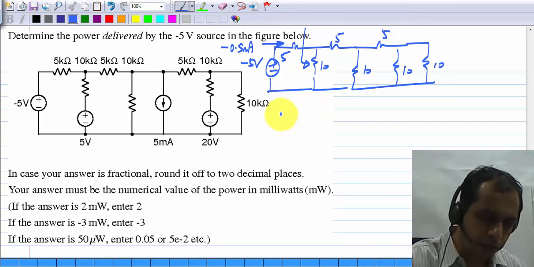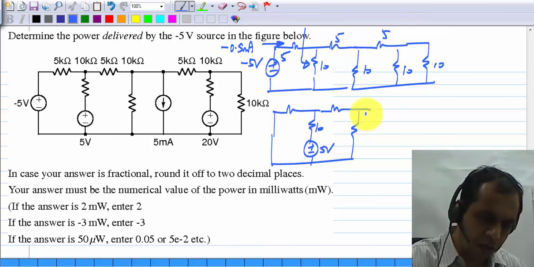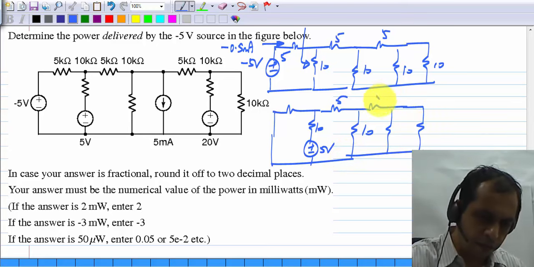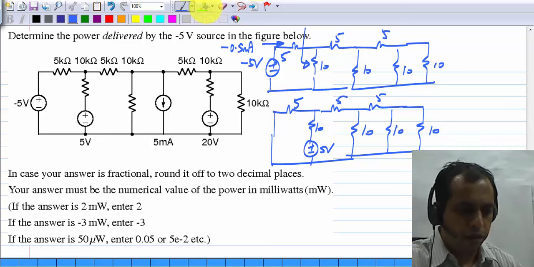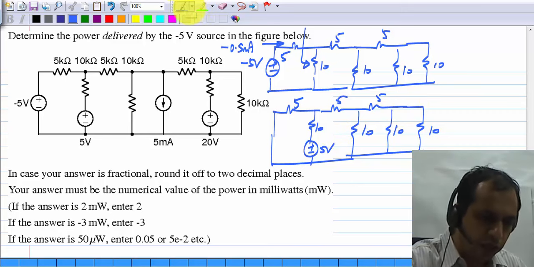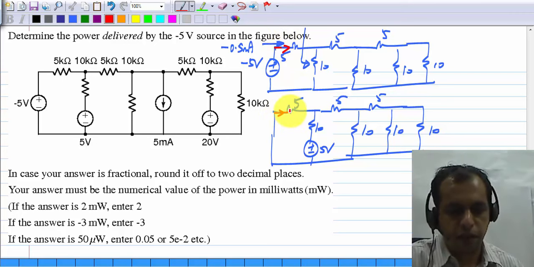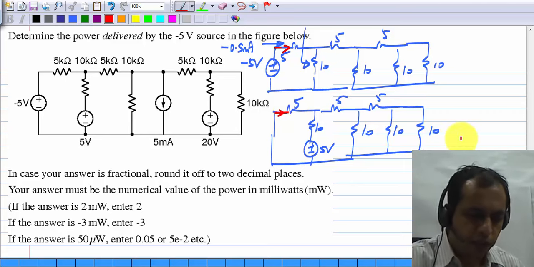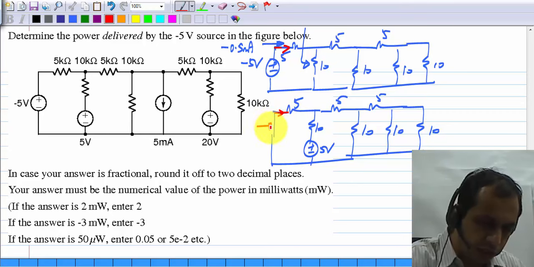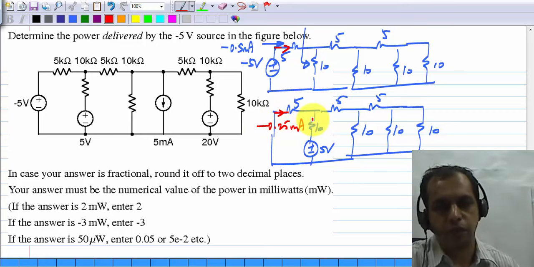Now you go through all the sources one by one. Okay, so now you have a 5 volt source here, and you can calculate it by doing the series parallel combination and so on, and you have to calculate the same current as before, which is the current flowing here, which is the same as the current flowing there. Okay, and what will you see? You will see that the current will be actually minus 0.25 milliamperes. Okay, so that's what it comes out to be.